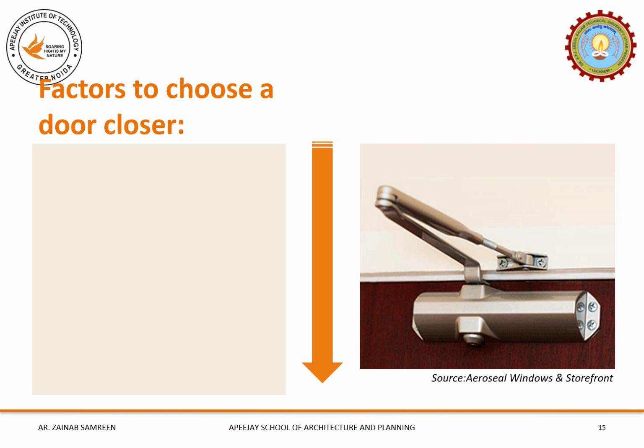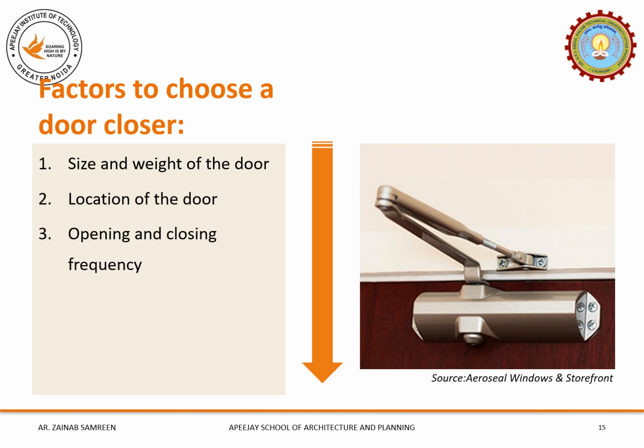There are various factors to choose a door closure. First of all, you have to see the size and weight of the door so that you can decide the size of your closure, which depends on the strength required for it. Second thing you need to see is the location of the door. This will tell you the traffic volume at that place. Is it located at a place where more people are coming, or is it at a place where traffic volume is less? I'm just giving you a basic idea of what type of closure can be used depending on these factors.